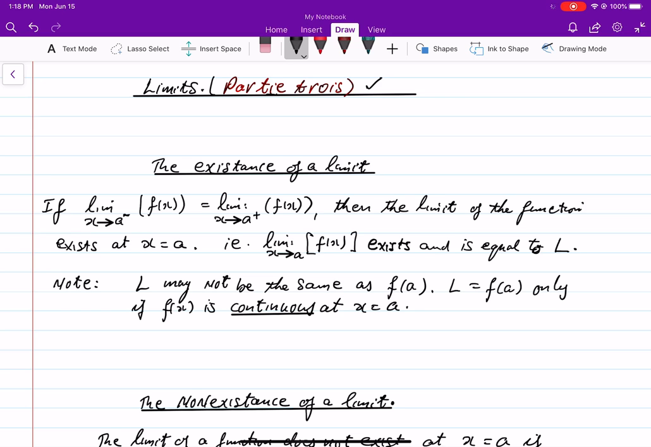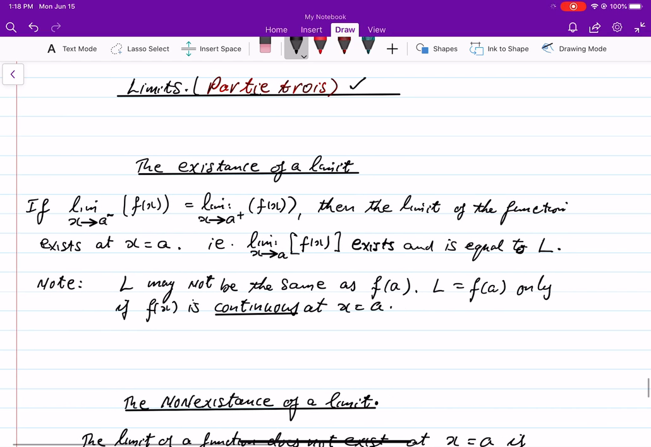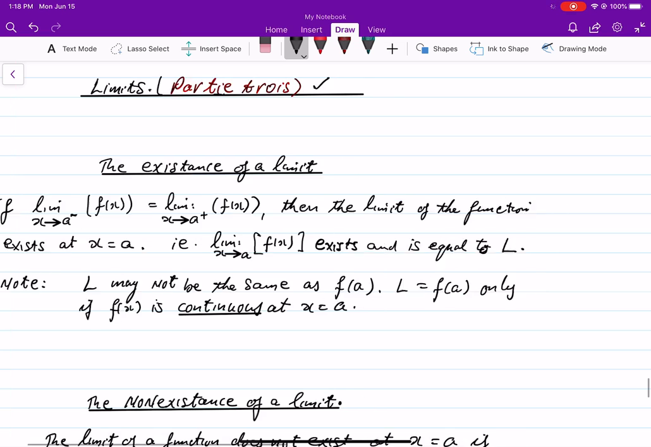If the limit as x approaches a minus of f of x is equal to the limit as x approaches a plus of f of x, then the limit of the function exists at x equal a. That is, the limit as x approaches a of f of x exists and is equal to L. Let me dive into that a little bit more. What does it mean when we say the limit as x approaches a minus of f of x as opposed to the limit as x approaches a plus of f of x?